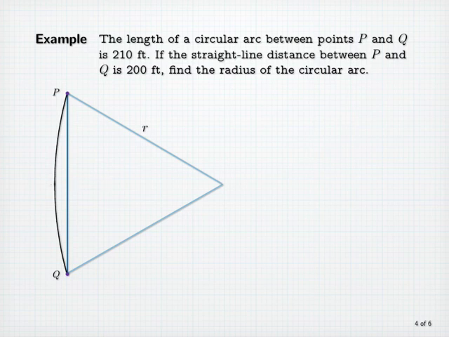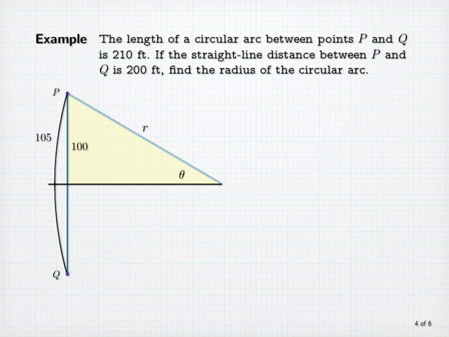Now let's notice that if we draw a horizontal line through the center, we then have a right triangle whose altitude is 100 and half of the circular arc has length 105. Now let's let theta be the angle that's opposite the side that has length 100. And now we can write down 2 things about the angle theta. First, the sine of the angle is 100 divided by r. That's opposite side over hypotenuse.